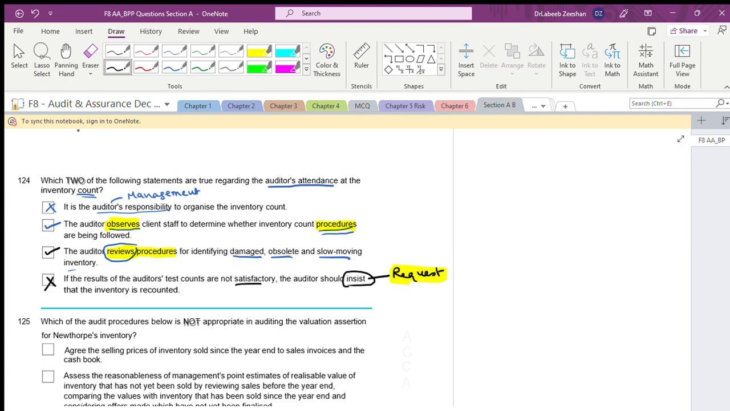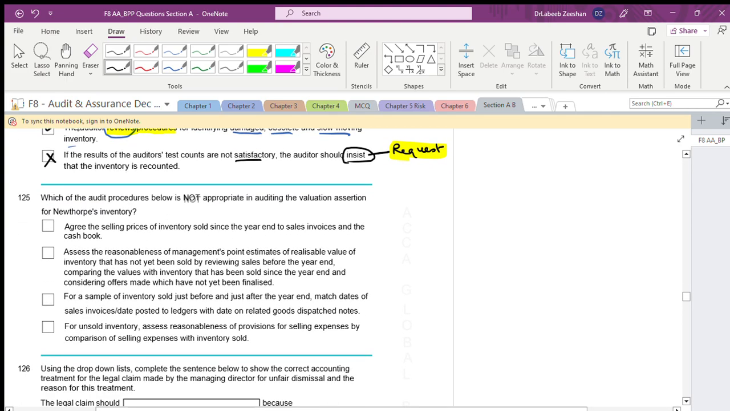He can only request. Second one, what does it say: which of the audit procedures below is not appropriate in auditing the valuation? We are talking in terms of assertions. Assertions of what? Assertions of inventory. When you say it's not appropriate, out of four, 3 are appropriate and 1 is not appropriate. Is it right? 3 are appropriate.